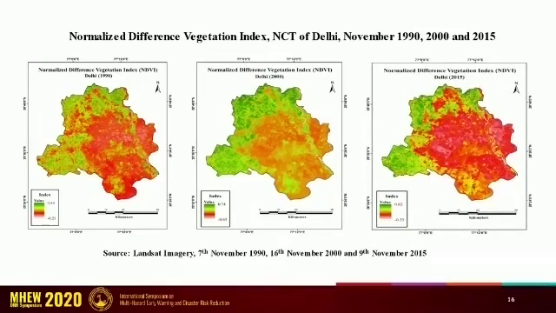These are the maps of normalized difference vegetation index for the period 1990, 2000, 2015. The red color over here shows the absence of healthy vegetative cover. Once again, I would like to repeat that the red color is showing the absence of healthy vegetative cover, meaning this particular region is not having any sort of vegetation. This region must be occupied by some sort of non-vegetative cover like built up.